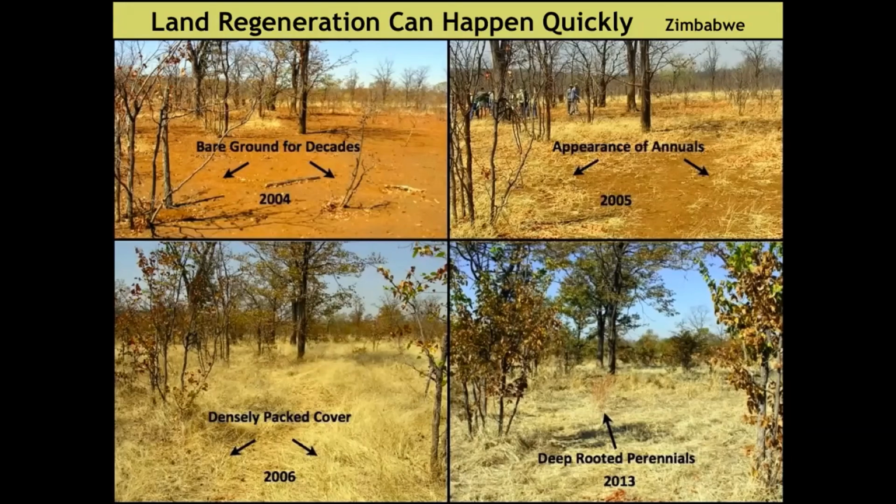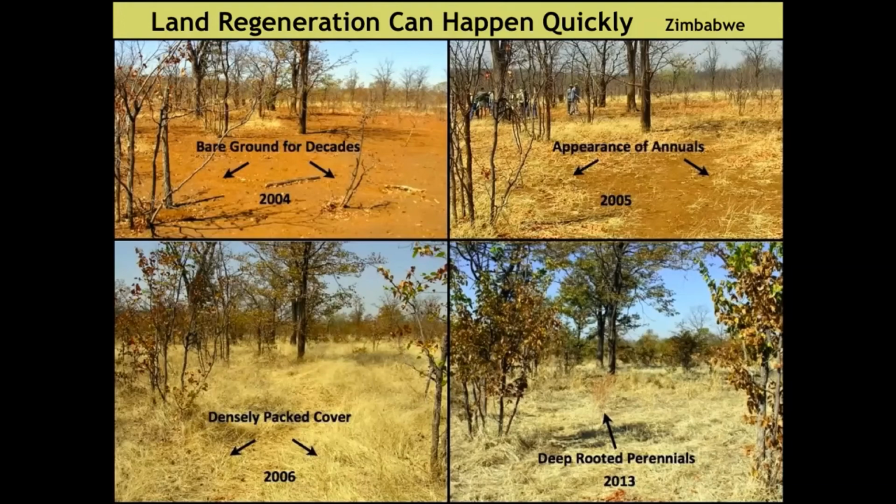In 2004, on the top left, you can see that this landscape has been bare ground for decades. When a raindrop would hit that landscape, it would be like a bomb hitting the landscape. It would cause compaction. It would not soak in. It would evaporate right back out, and no water would be held. After just 1 year of using holistic grazing management practices in this landscape, annuals began to appear.